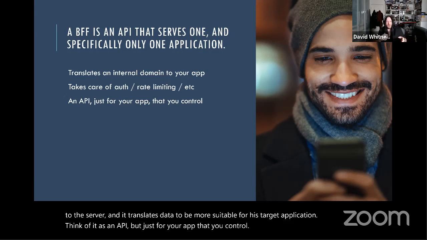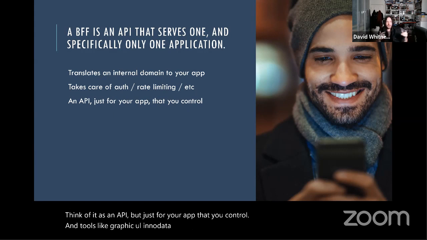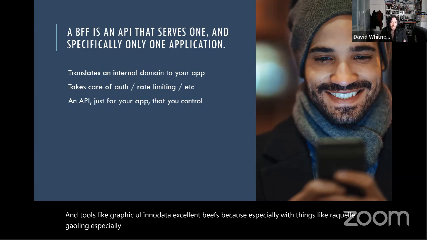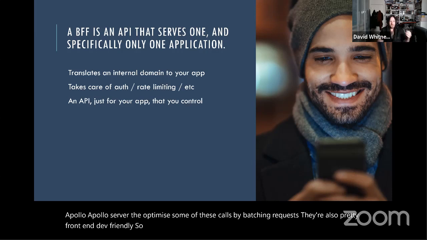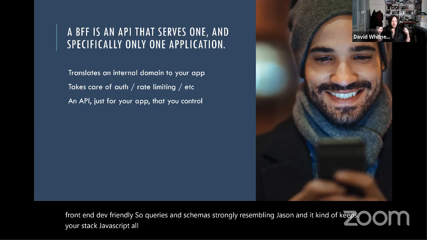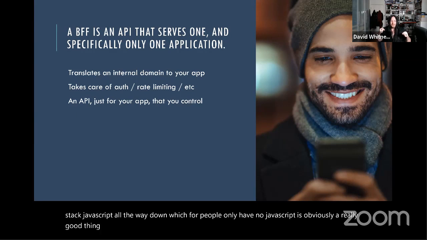And tools like GraphQL and OData are excellent BFFs, especially with GraphQL gelling well with modern JavaScript-driven front ends, with excellent tools like Apollo and Apollo Server that optimize some of these calls by batching requests. They're also pretty front-end dev-friendly, with queries and schemas strongly resembling JSON, and it keeps your stack JavaScript all the way down, which for people that only know JavaScript is obviously a really good thing. Cool. And without being beholden to some distant backend team.